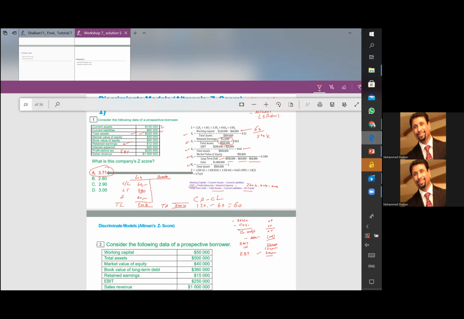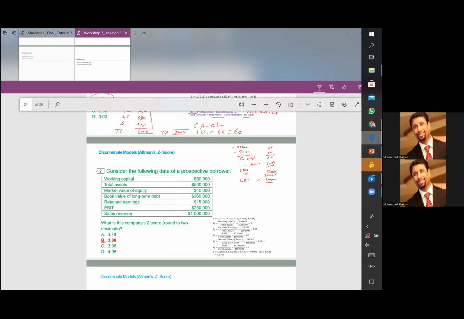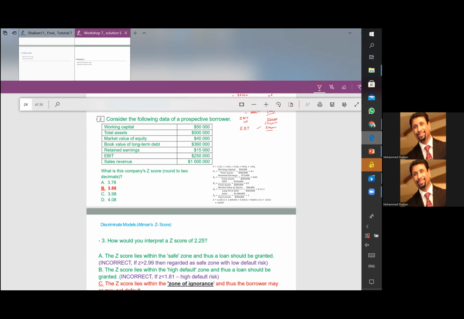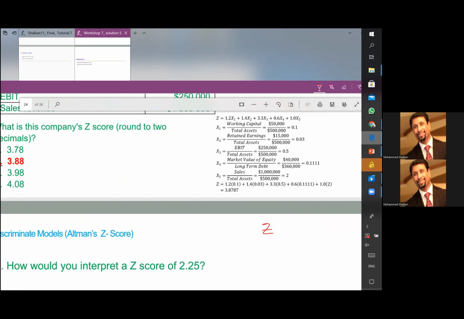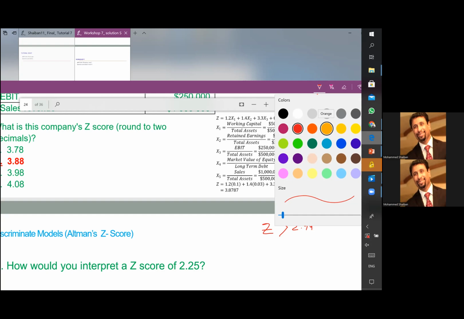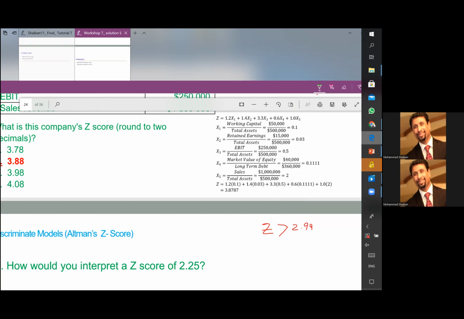Now I don't want to, but just to clarify the Z value, let's make it like this. You have Z value. Either this value is over 2.99, and in this case, you accept the loan. Or the Z value is less than 1.81, and this one clearly you reject.